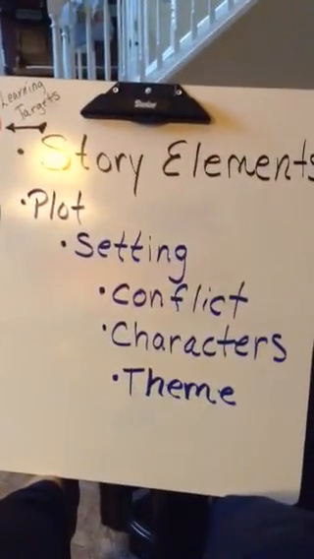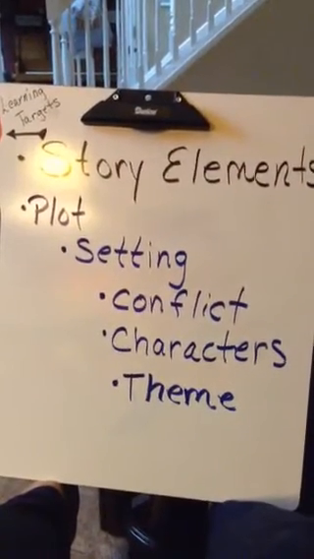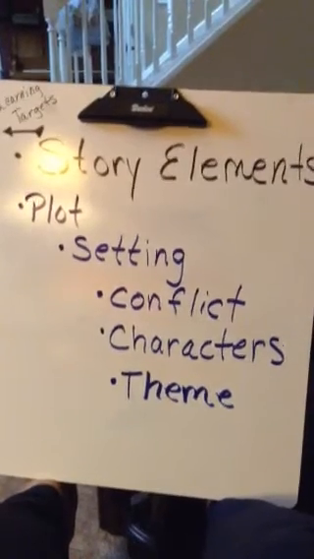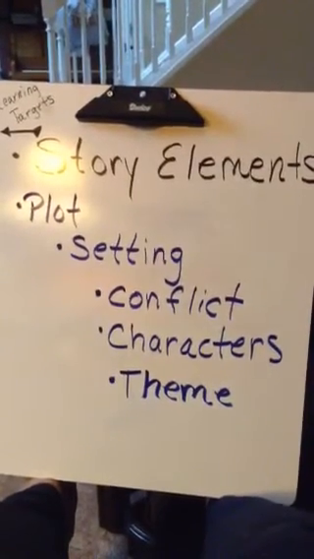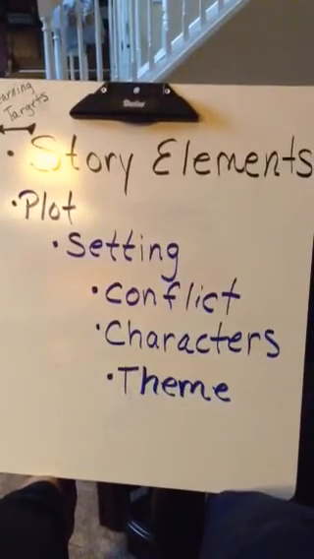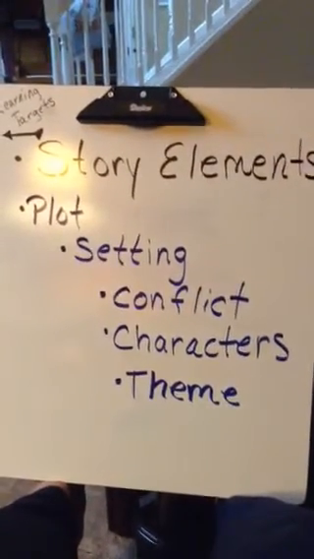We look at what's a static character, what's a dynamic character. We also look at, well, what does it mean if a character is flat or if a character is round? And then we describe characters by analyzing their direct character traits versus their indirect character traits. So we're going to take a closer look at that one.